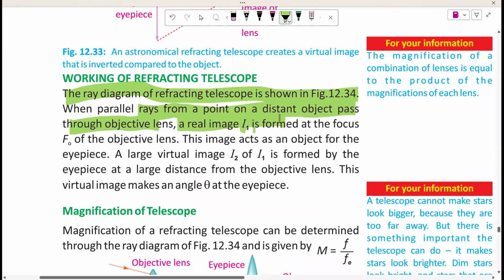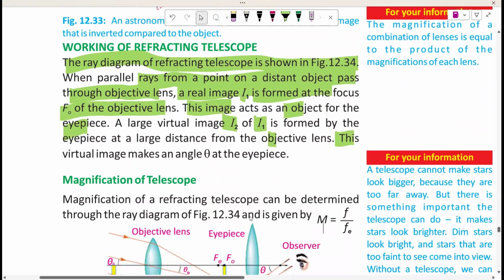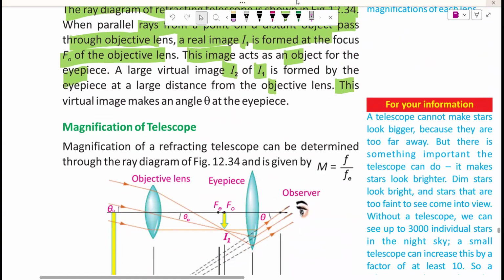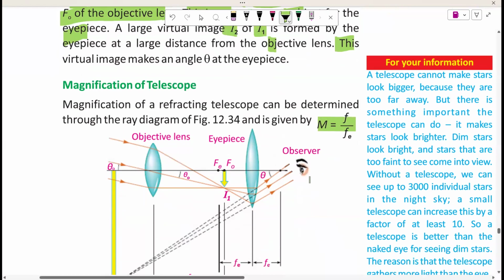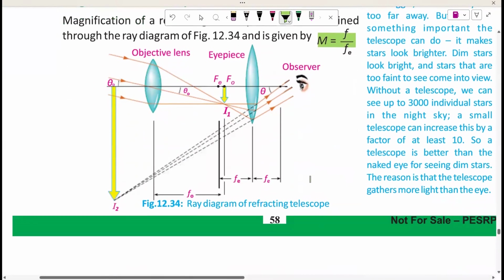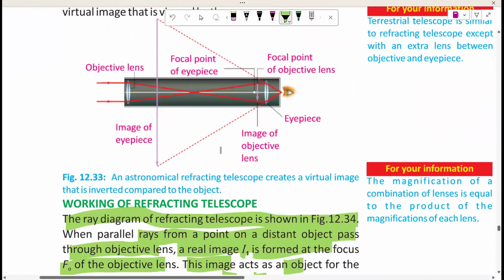Real image I1 is formed at the focus of the objective lens. This image acts as an object for the eyepiece. A virtual enlarged image I2 of I1 is formed by the eyepiece at a larger distance from the objective lens. This virtual image makes an angle of theta with the eyepiece, and the magnification for this is given as F over FE. F हमारे पास क्या है? Objective lens की focal length and eyepiece की focal length, the ratio of this one.